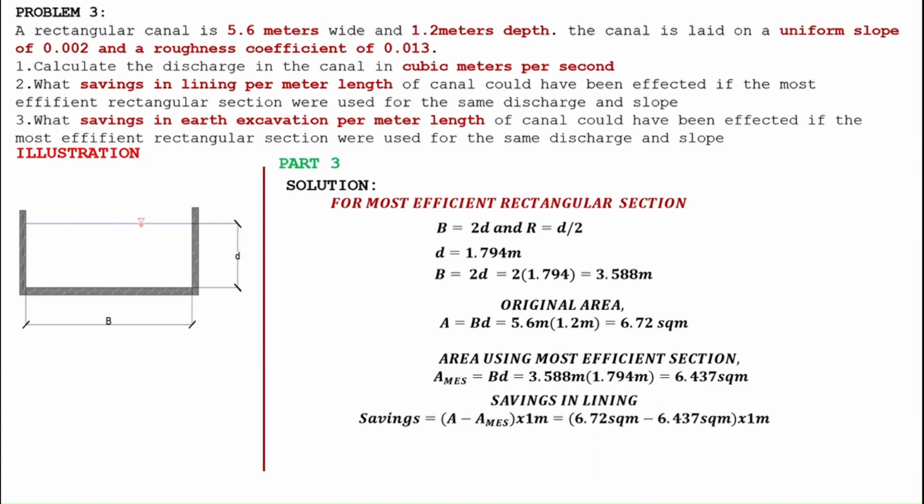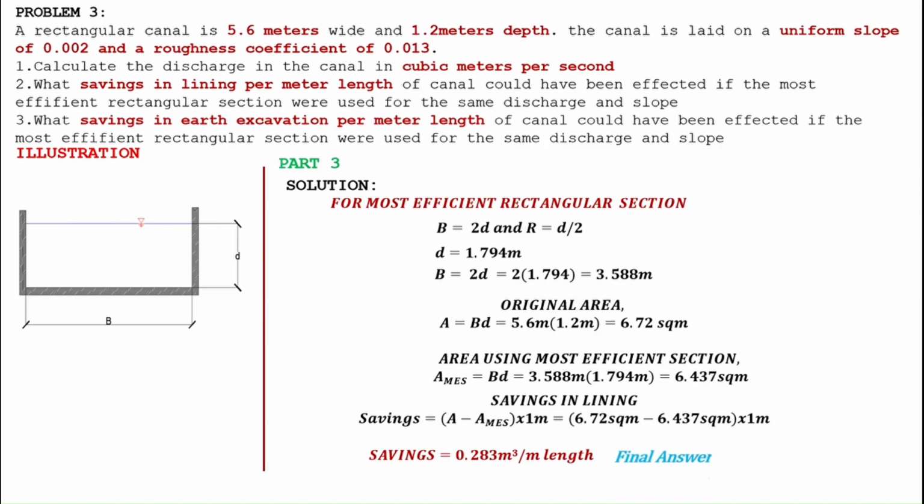Savings in earth excavation therefore is equal to original area minus most efficient area times 1 m, or 6.72 square meters minus 6.437 square meters times 1. Savings in earth excavation therefore is equal to 0.283 cubic meter per meter length.